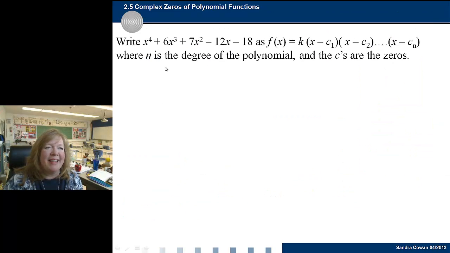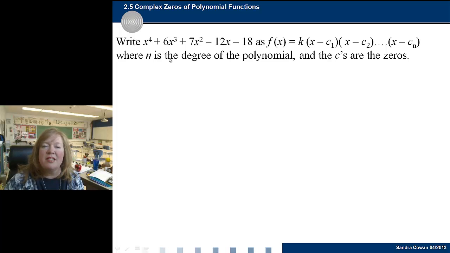All right, the last example. So it's saying here's this big long honking polynomial, and they want you to write it as a product of linear factors. That's what this is saying, x minus number times x minus number and so on, where n is the degree of the polynomial and the c's are the zeros. So in other words, we're going to have 4 linear factors because the degree is 4, so we're going to have 4 linear factors multiplied together to end up with this.